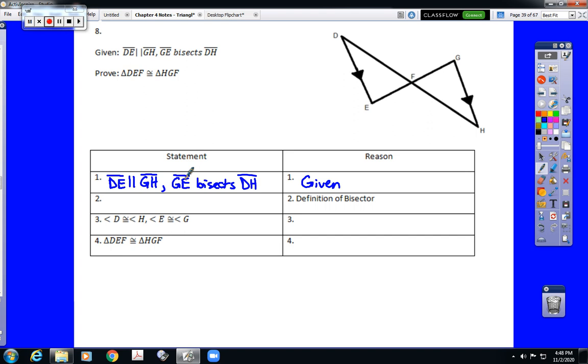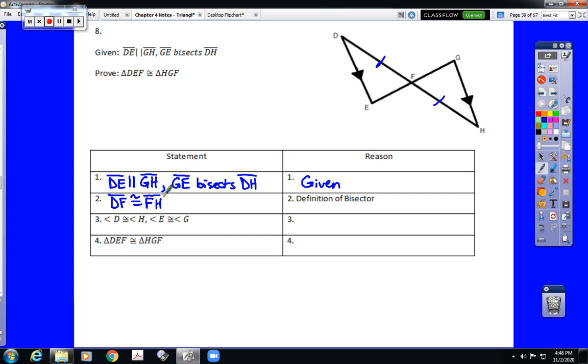Well, that means that GE is cutting DH into 2 equal parts. So if we go up here to the picture, DH must be cut in half, which would imply that DF is congruent to FH, because that is what bisect means. It means cut into 2 congruent pieces. Okay, then we have 2 sets of angles in step 3.